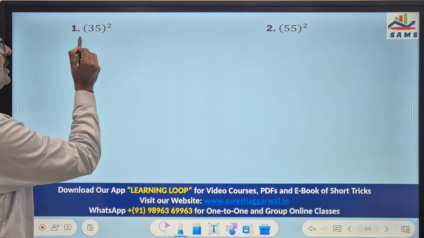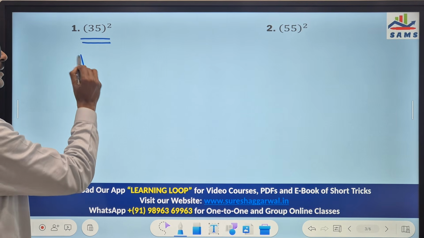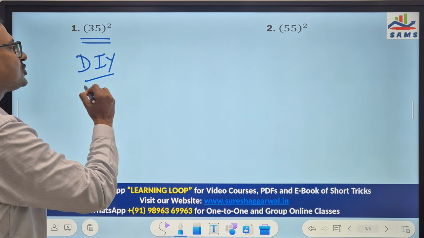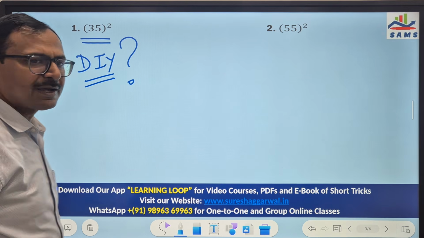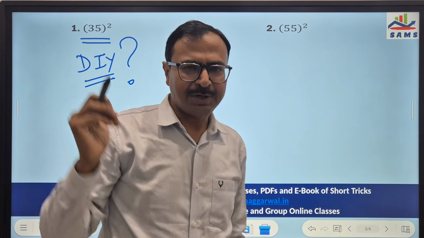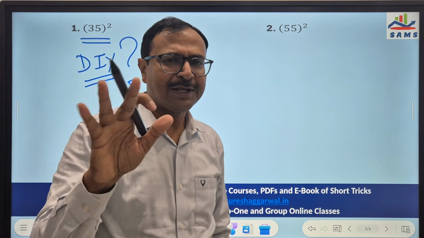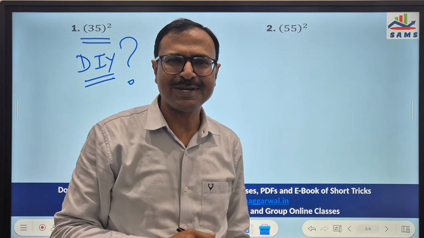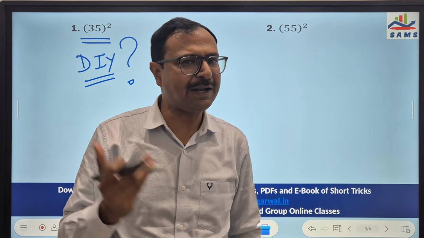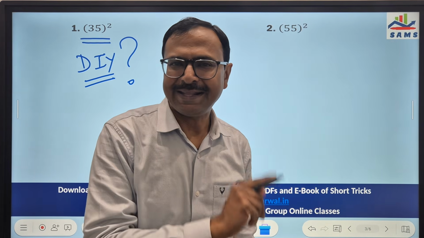Here we have again the same number. I think you can do it as a DIY because I have demonstrated it in the concept of the trick. So you can tell me how much time you took to actually find the square of 35. I don't think you require a pen and paper for that. You just require basic calculation skill, and you will watch the number and tell the answer.